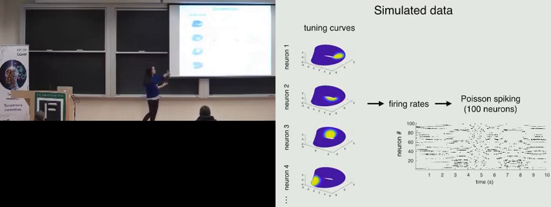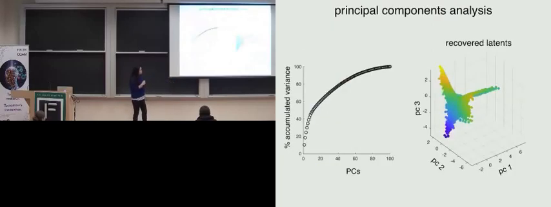But when we do the inference, we only know the spike trains. Now first, let's take a look at principal component analysis over the spike trains. You can see you need way more than 3 dimensions or 3 principal components to capture the majority of the variance in the data. The y-axis is the accumulated variance. And if you plot the first 3 PCs, you get these recurrent latents like that, but nothing like a Mobius strip.